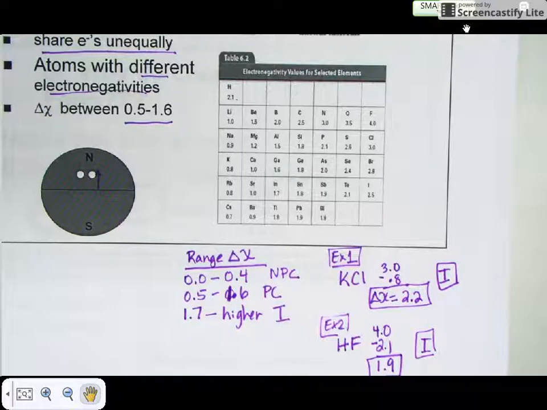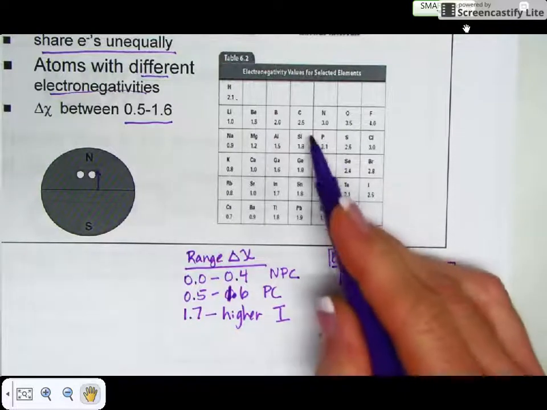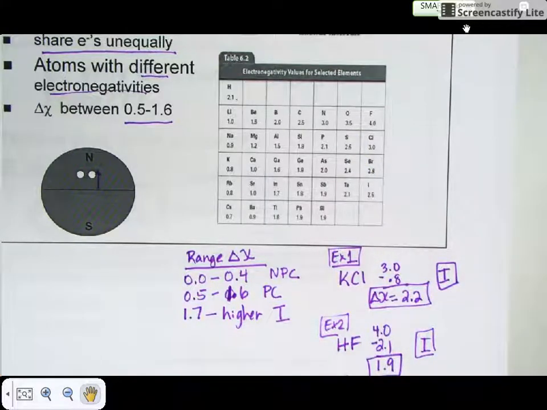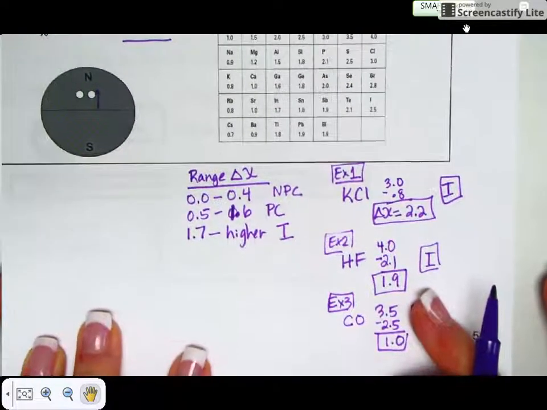All right, let's look at another example. What if we have carbon bonding with oxygen? Carbon's a 2.5, oxygen's a 3.5. So you'll say 3.5 minus 2.5, and that gives you 1.0 for your difference. Classify your bond. It falls in the range between 0.5 and 1.6. That's polar covalent. That means they're sharing but unevenly.